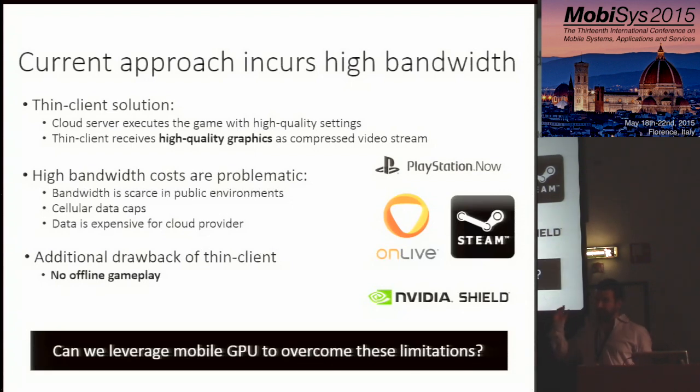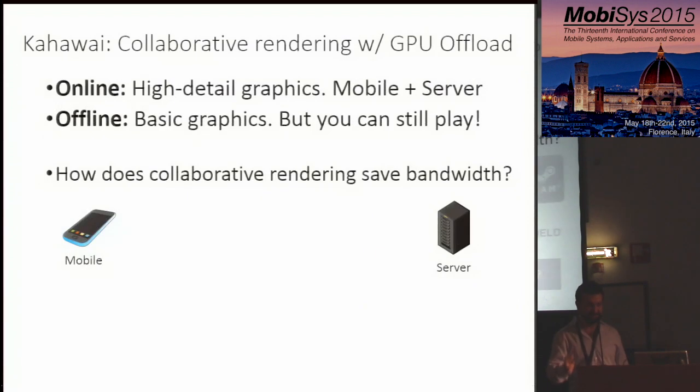So, as I was mentioning before, the mobile device has a GPU that, even if it's not as capable as the desktop one, is still fairly capable, and it's sitting idle in a thin client approach. So the question is, can we use this GPU that is just sitting there to overcome the limitations of a thin client approach? And the answer is yes, we can, through GPU offload.